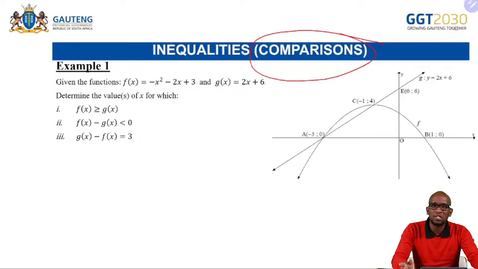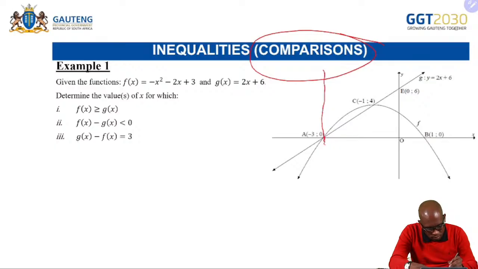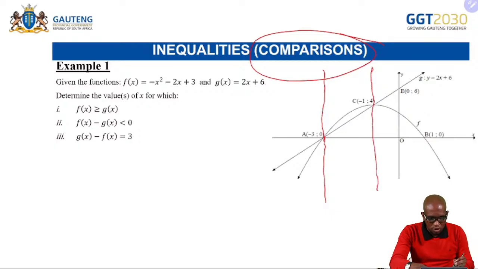Now, to start off here, we are going to identify the points of reference. It's very, very important that you know the point of reference because it helps you know where to start. Now, the point of reference in this case, because it's a comparison, will always be the points of intersection. So what I do now is I'll draw vertical lines on my points of intersection. I have 2 points of intersection between these two graphs. That's where I draw my vertical line.